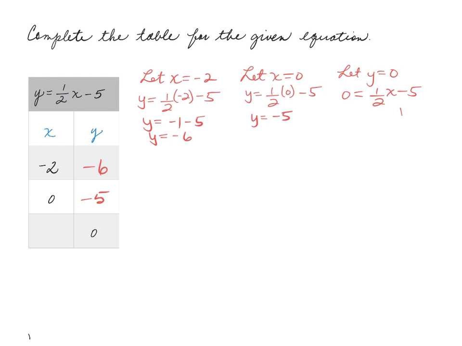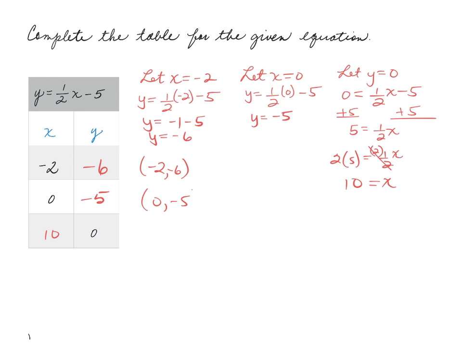Then if you want to, you can add 5 to each side. And we have 1/2 x equals 5. And then we can multiply both sides by 2 to get rid of the denominator there. Okay, so the 1/2 times 2 cancels. We get x equals 10. So our ordered pairs are negative 2, negative 6, 0, negative 5, and then 10, comma 0. Those are 3 points that lie on the same line.